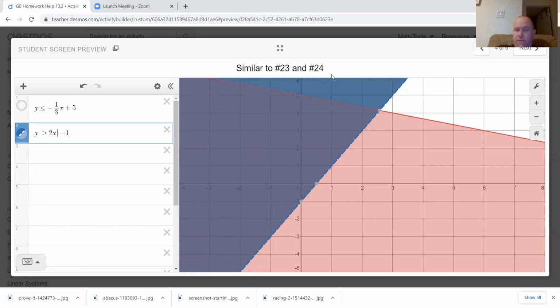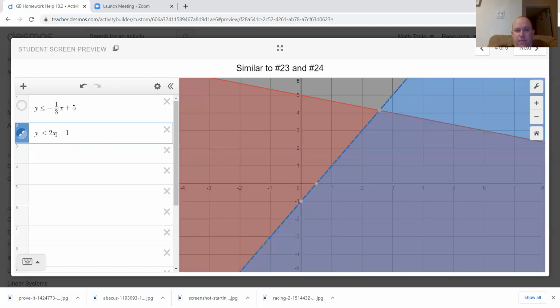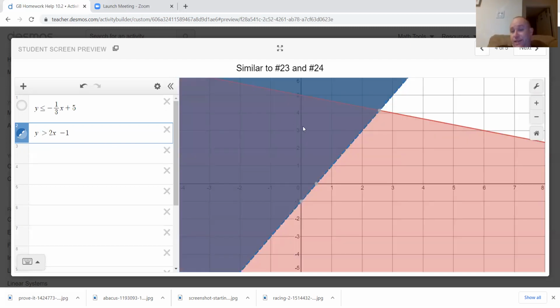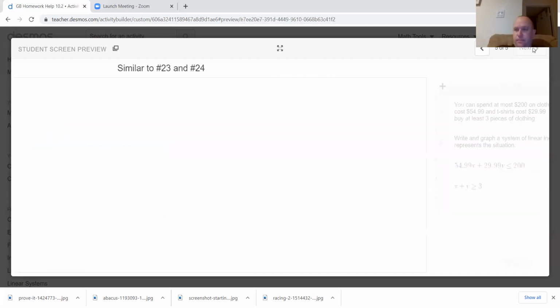So 23 and 24 are going to be very similar. Pay attention to the dotted line and the solid lines. Pay attention to whether it's under the line or above the line as well. And if necessary, you can always change the picture. If it doesn't quite match, then just go ahead and change it until it does match what you're actually looking for. So if I put the wrong symbol here, you can suddenly see it shaded a totally different area that I didn't want there. So you can quickly change it back if you need to.